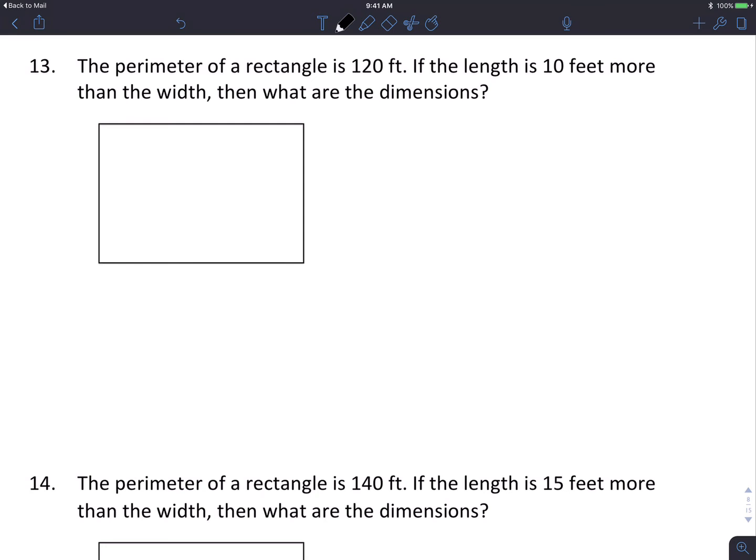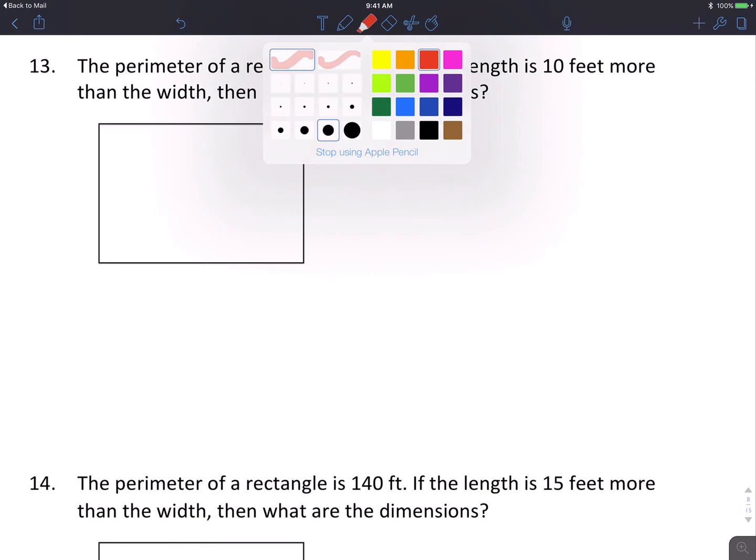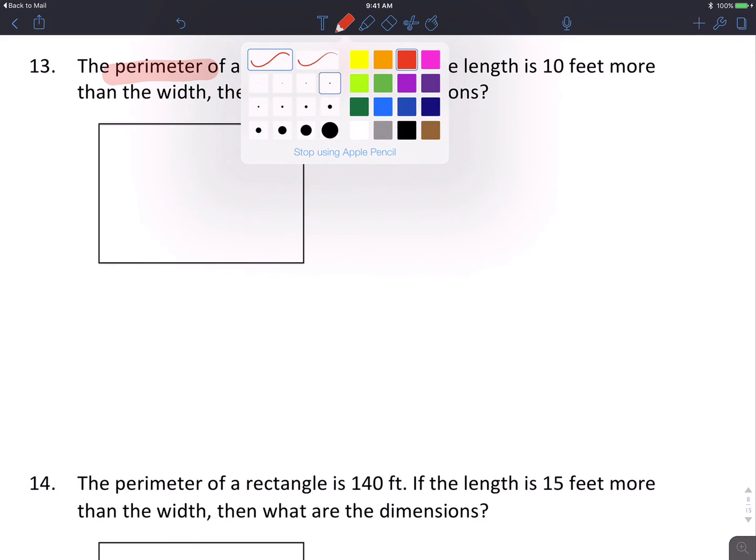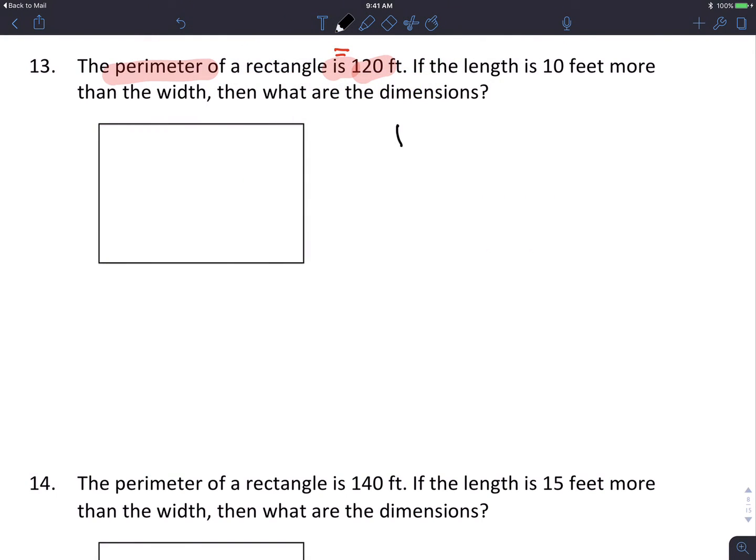Perimeter of a rectangle is 120. Okay. Now we have a rectangle. They're saying perimeter. The perimeter is 120. As an equation, remember this is an equal. As an algebra equation, we say P here is simply 120, and 120 feet.